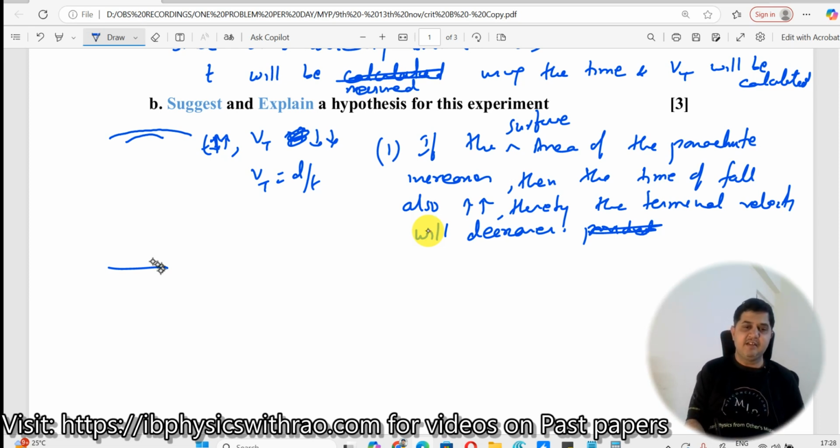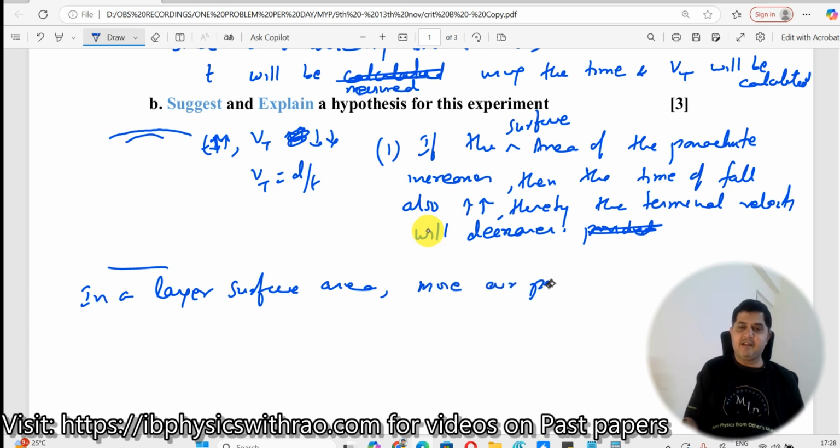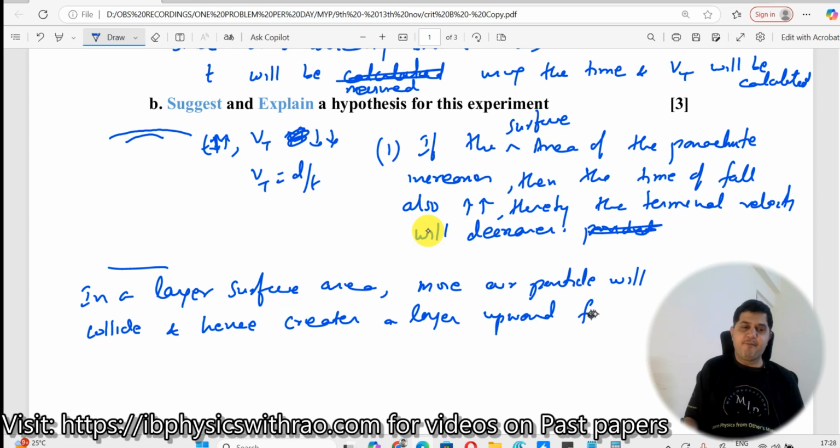A hypothesis is that a larger surface area, more air particles will collide, and hence creates a larger upward force. Upward force, what is the right? It actually falls down, and hence that upward force, maybe yes.